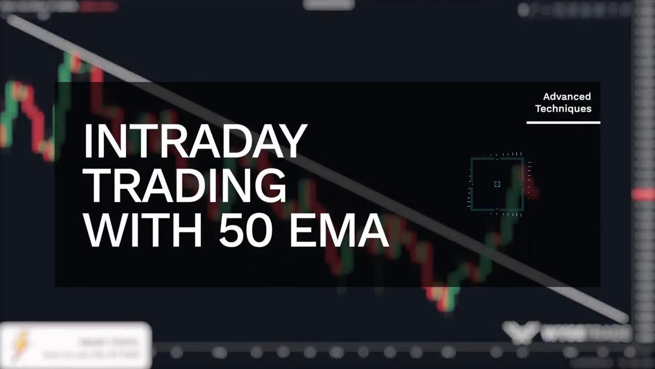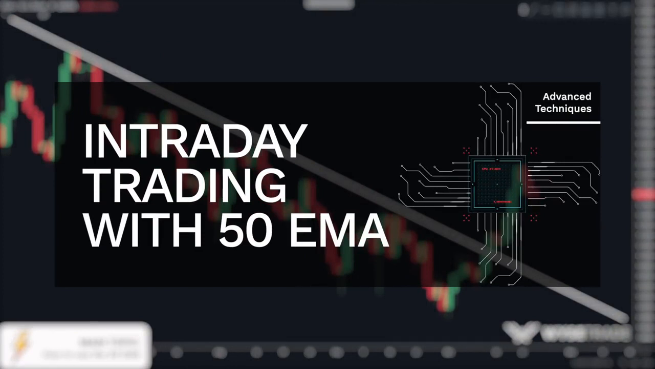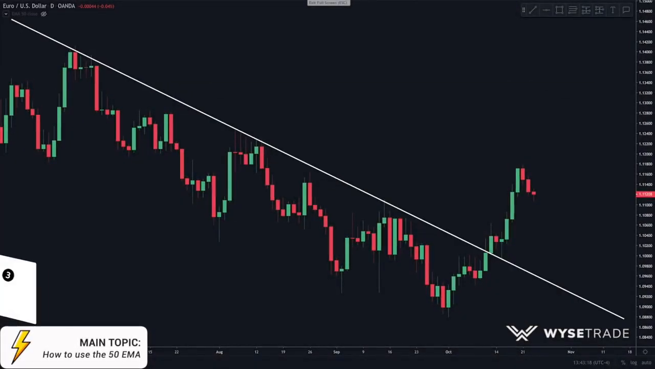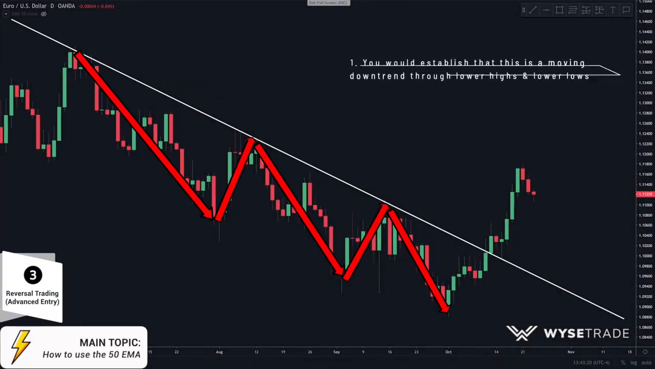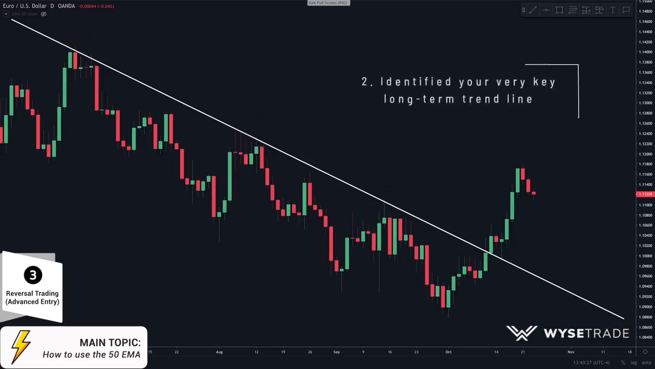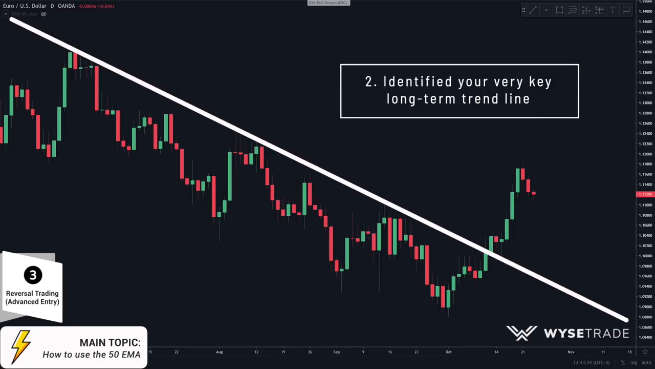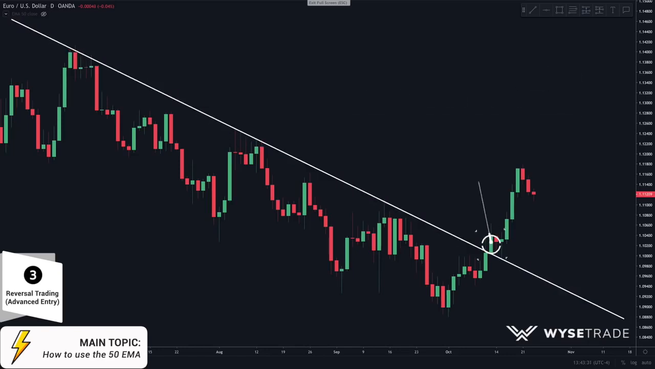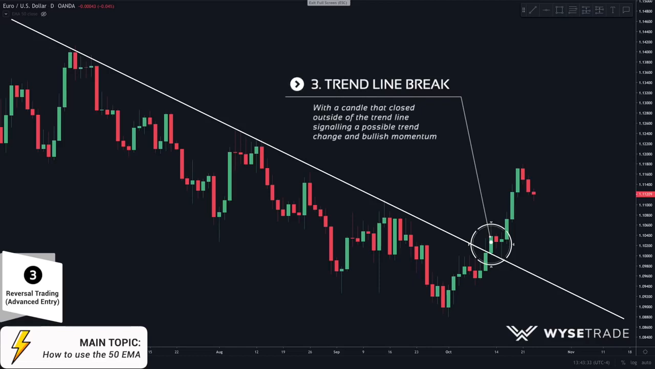Now, in this example, we're going to take this up a notch and use the 50 EMA through the intraday timeframes for a more aggressive early entry. So here in the daily time frame, you had your clear moving downtrend as price was making lower highs and lower lows. You then would have had your long-term trend line drawn in like this. Price then broke the trend line with a candle close outside of the trend line, which is the first signal of a trend change and giving you a short-term bullish bias.